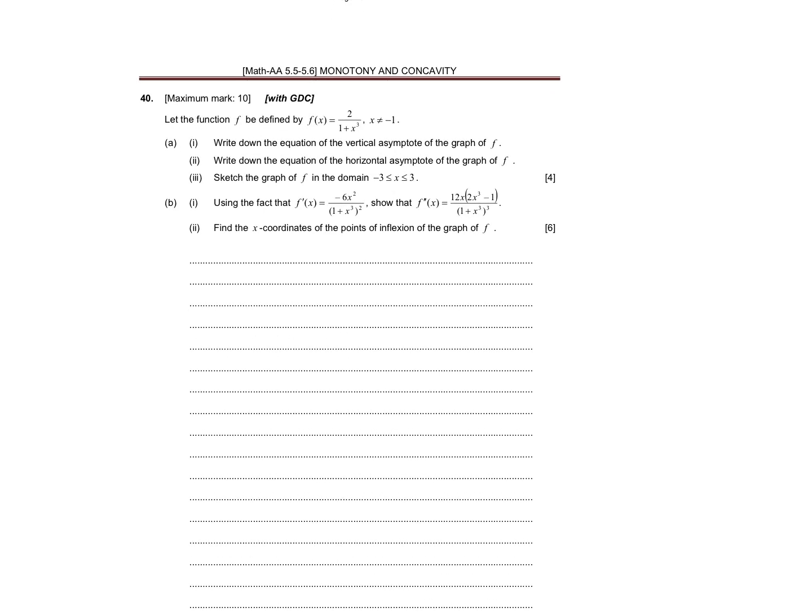Okay, 40. We've got this function. Write down the equation of the vertical asymptote. Well, that's at x equals negative 1. The horizontal asymptote, since the degree of the numerator is less than the degree of the denominator, is at y equals 0. And then 3, we want to sketch the graph.